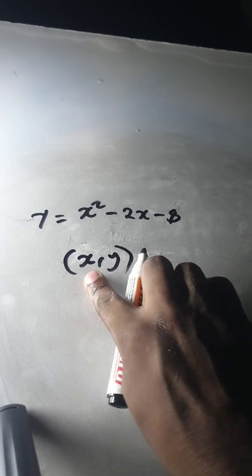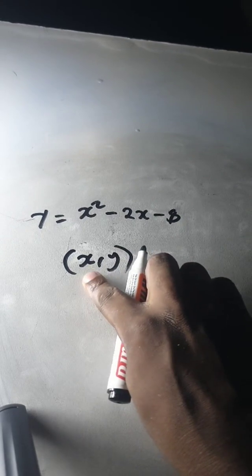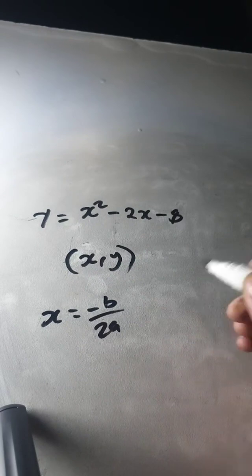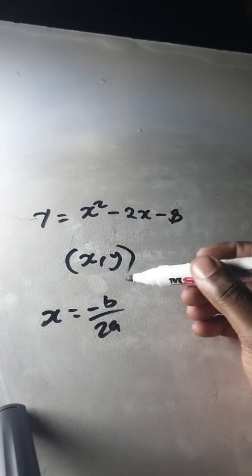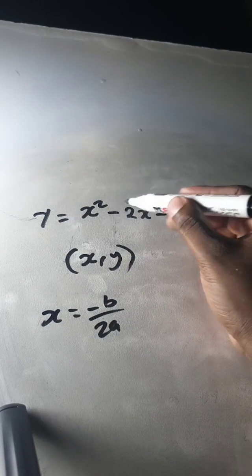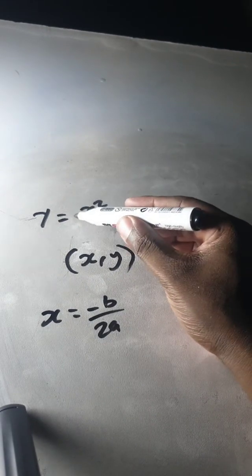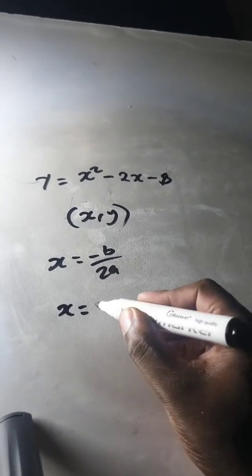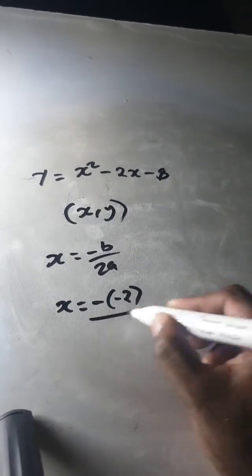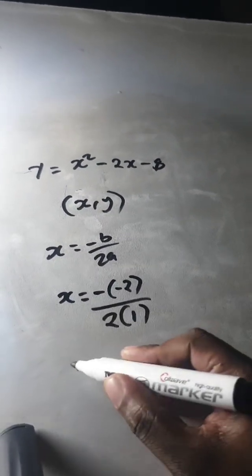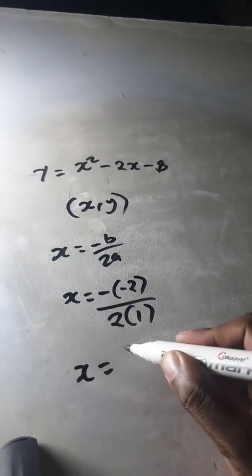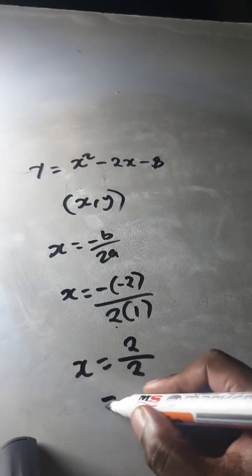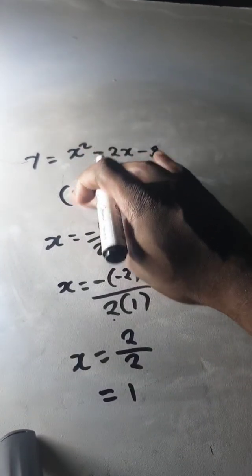For that x, we are going to use x is equal to negative b over 2a. How do we identify our b? Our b is negative 2. And our a is the coefficient of x squared, which is 1. So x is equal to negative 2 over 2 multiplied by 1. Negative times negative 2 is positive 2, over 2 times 1 is 2. So 2 divided by 2, we get 1. We have found our x to be 1.